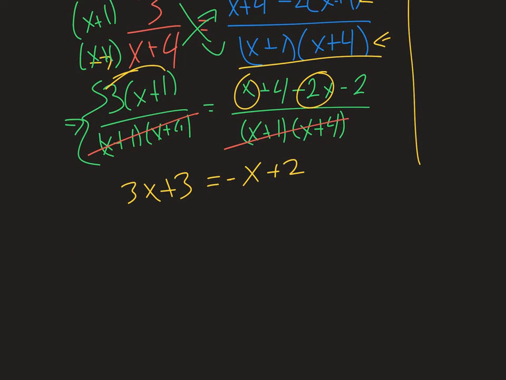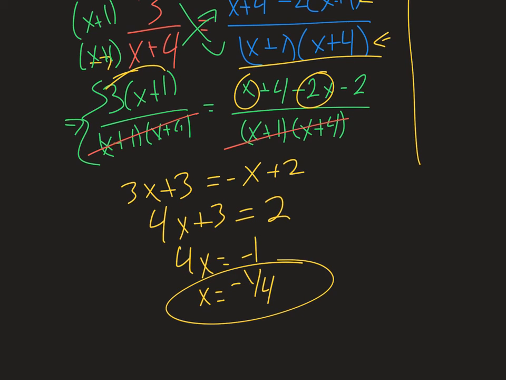So let's go ahead and do that. Let's finish this off. So we'll add x to both sides. So 4x plus 3 is going to equal 2. Subtract the 3. 4x is going to equal negative 1. Therefore, x is going to be negative 1/4. And that would be a solution.